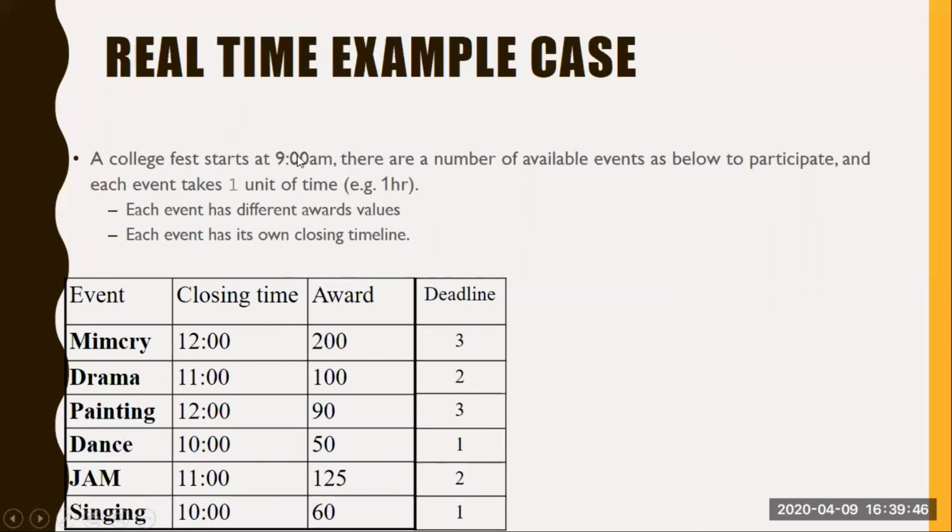Since the event starts at 9 o'clock till 12 o'clock, meaning it is 3 hours. And each event we know takes only 1 hour. So deadline is 3 hours. For drama it is 2 hours, painting 3 hours, dance 1 hour, jam 2 hours, and singing 1 hour. Now you need to see which all events can you go and participate in, such the way that you can get the maximum award. So what is the maximum award you can get? Let's say if you are going to win each and every event that you will participate in. Okay, so this is one problem which you have to do.